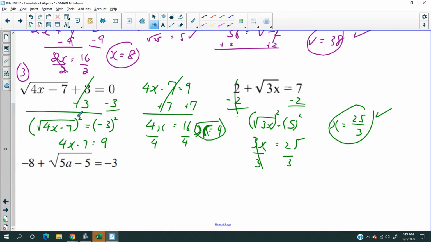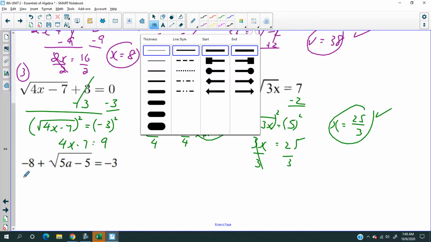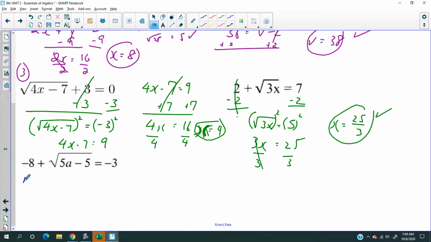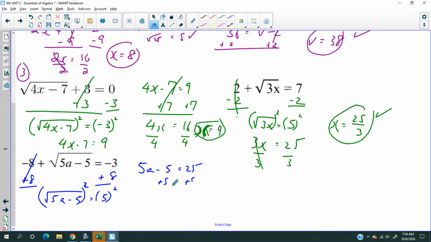All right. Why don't you try this one? Okay, so press pause and try this on your own. Okay, all right, and we're back. So let's add 8 again, isolating the radical. What's that, 5, right? Square it, square the square root, right? So this is 5a minus 5 equals 25 plus 5. 5a equals 30, divided by 5, a is 6. Okay? All right.